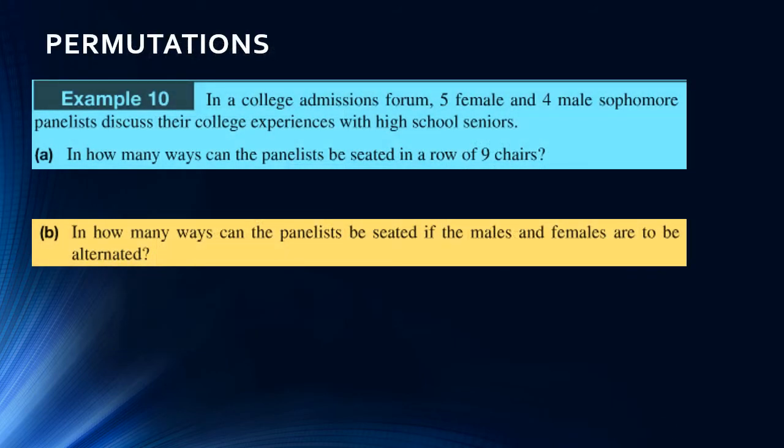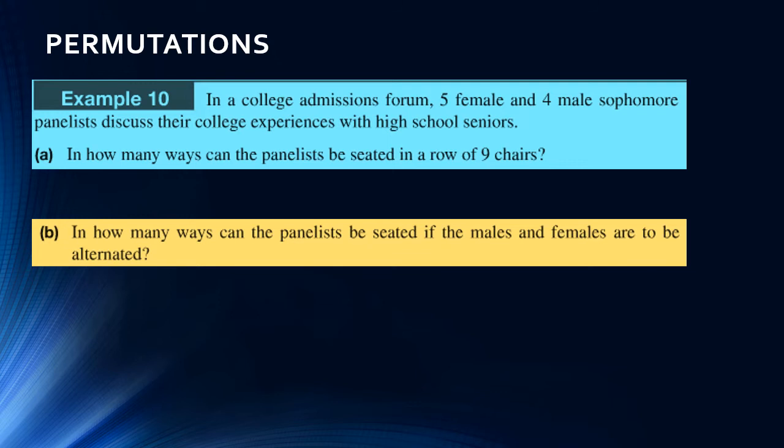All right, let's continue with permutations. In a college admissions forum, 5 female and 4 male sophomore panelists discussed their college experiences with high school seniors. In how many ways can the panelists be seated in a row of 9 chairs?